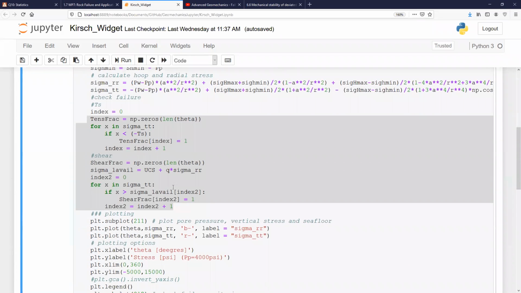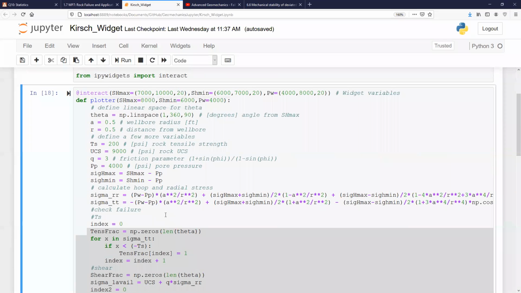And the only thing you have to do is to put this within two for loops, one that explores deviation, the other one that explores azimuth, and then you can get the solution.